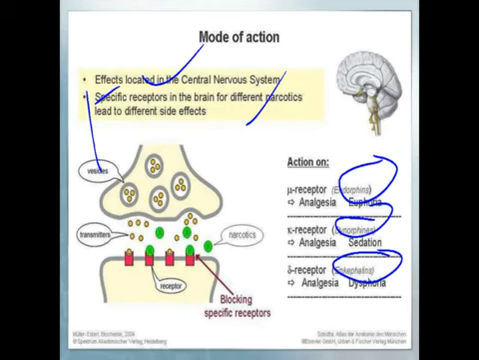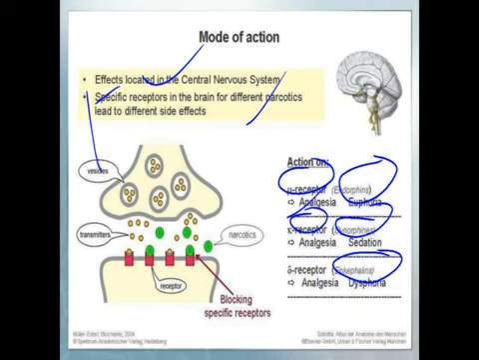Endorphin binds to the mu receptor and functions as an analgesic. Dynorphin binds to the kappa receptor and produces analgesia as well as sedation. Enkephalin binds to the delta receptor and produces analgesia along with dysphoria. So these are the various actions of the different endogenous materials which show narcotic analgesic activity.